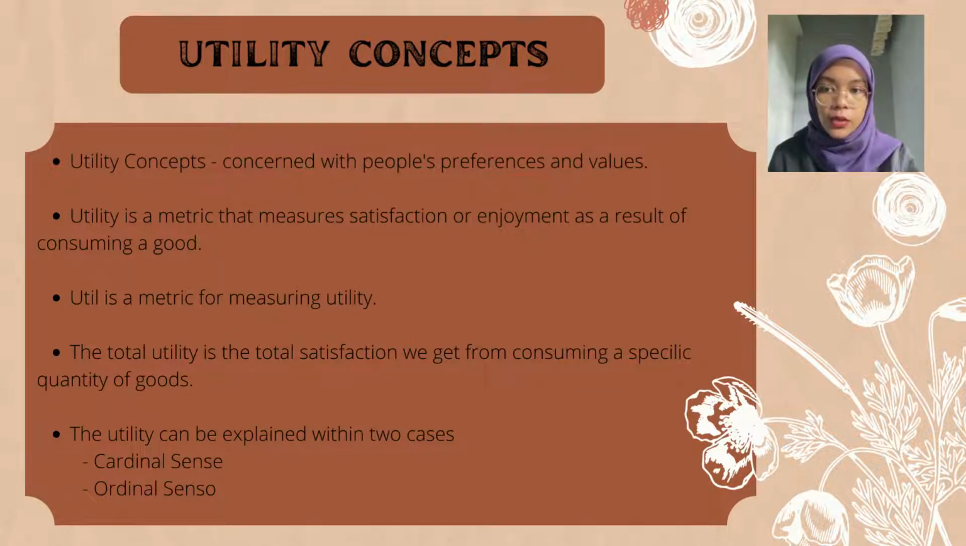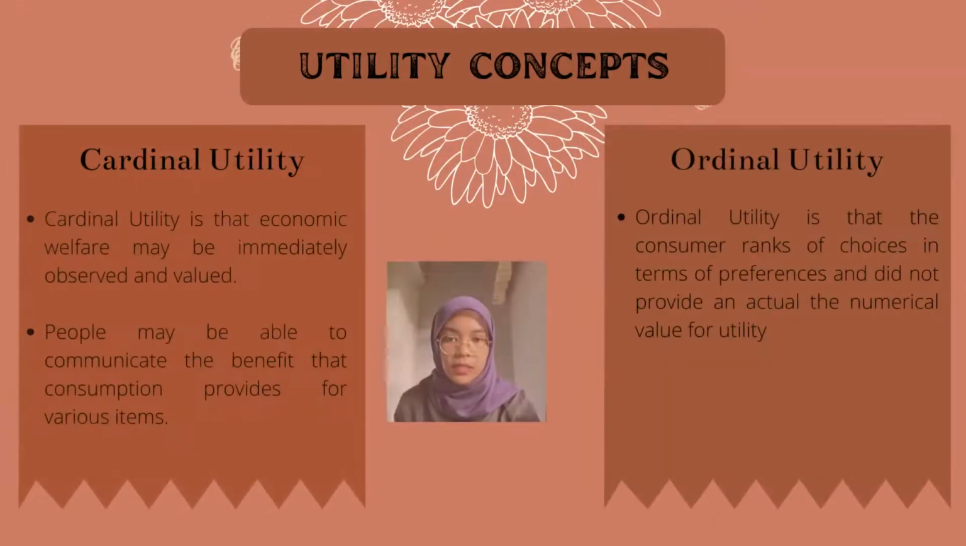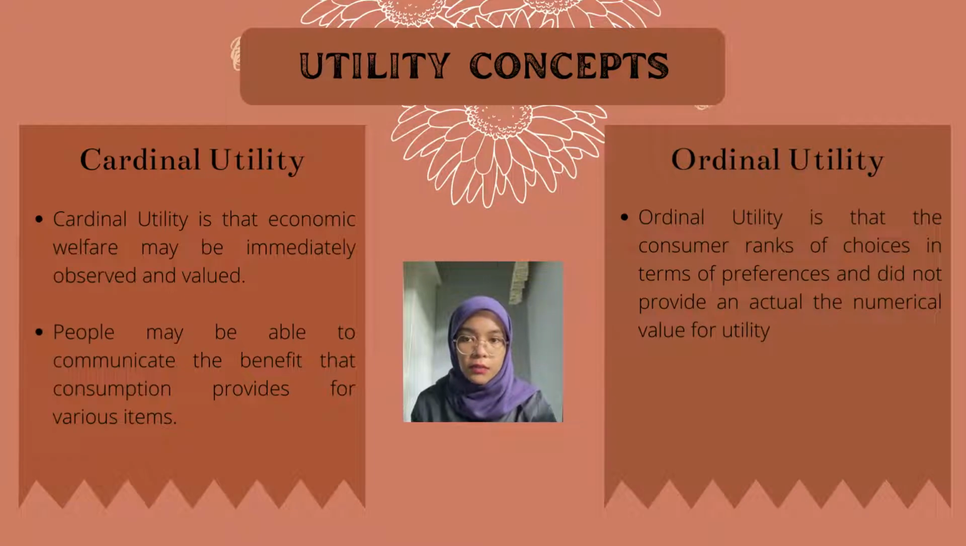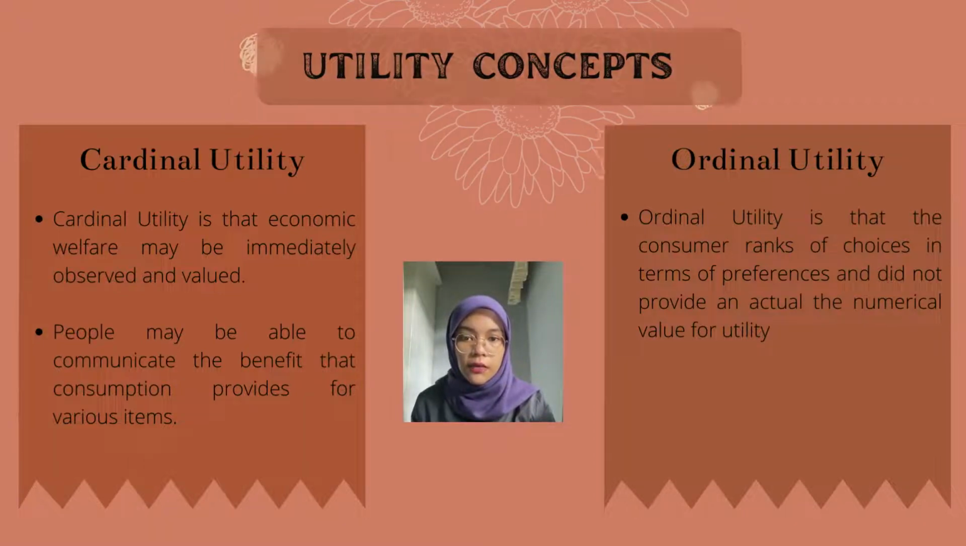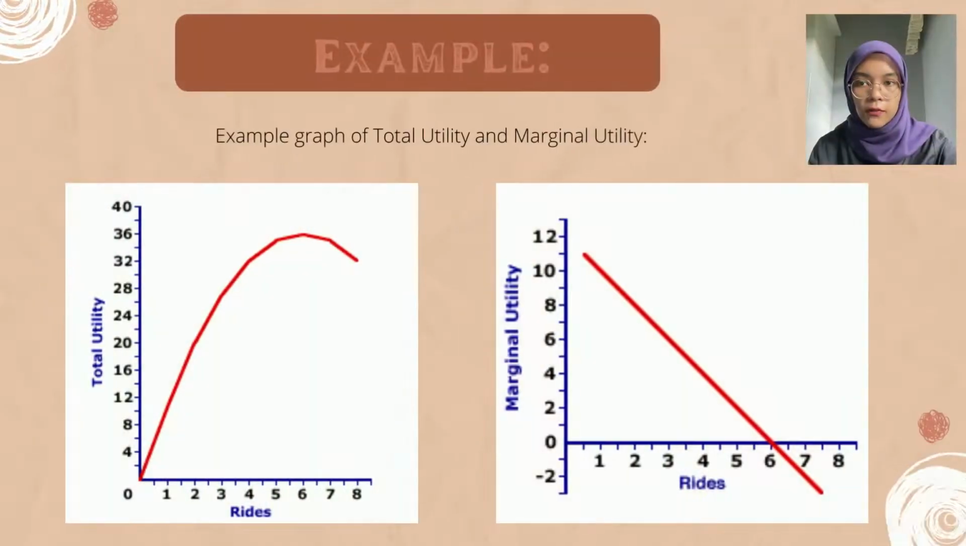Utility can be explained in two senses, cardinal and ordinal. Cardinal utility is economic welfare that can be observed and valued. People may be able to communicate the benefit that consumption provides for various items. Ordinal utility is the consumer's ranking of choices in terms of preference and does not include an actual numeric value. These are the example graphs of total utility and marginal utility.